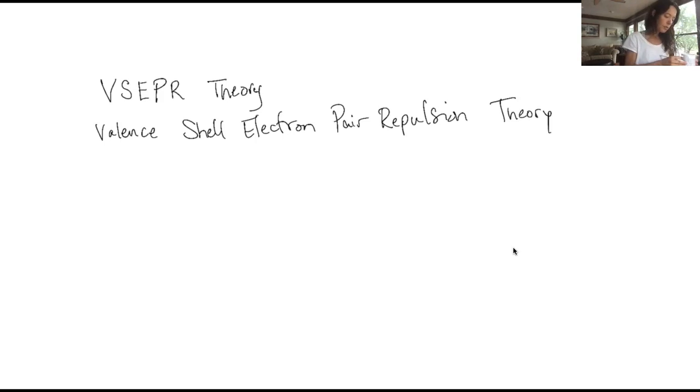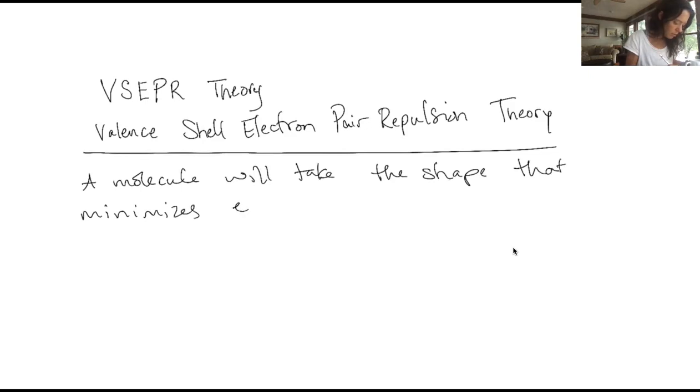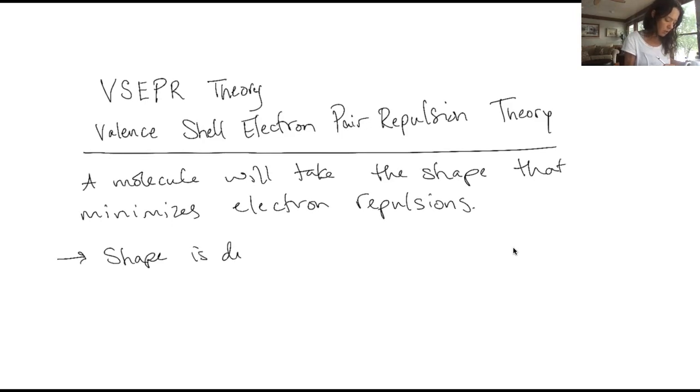So basically what this states is that a molecule will take the shape, and this is easy, that minimizes electron repulsions. That's what the theory is based on. That's it.